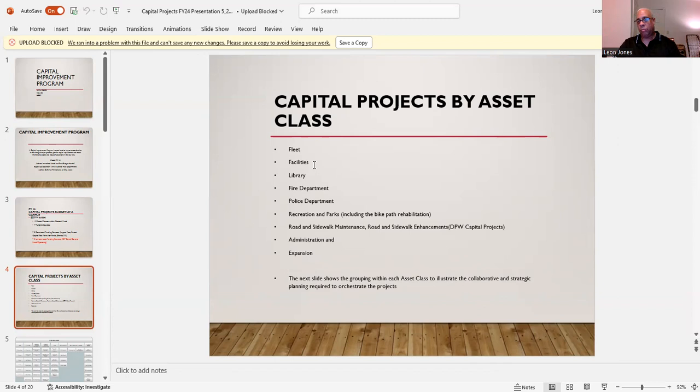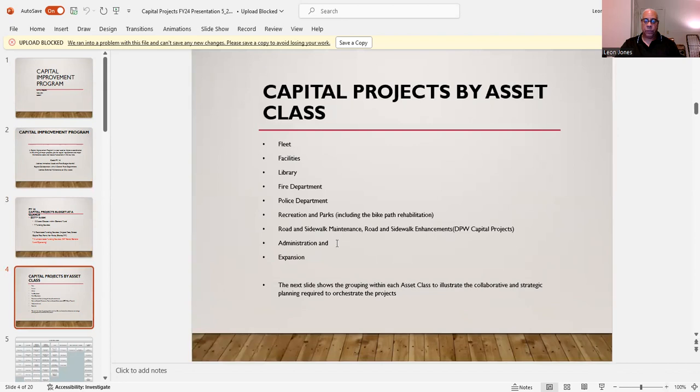Then we get into facilities, your buildings. Those are your facilities, your park buildings, basically all of your government buildings. Those are the facilities. Your library, your police department, your recreation and parks, and that includes your bike path rehabilitations. Then you have your road and sidewalk maintenance, road and sidewalk enhancements, DPW capital projects, administration and advance.